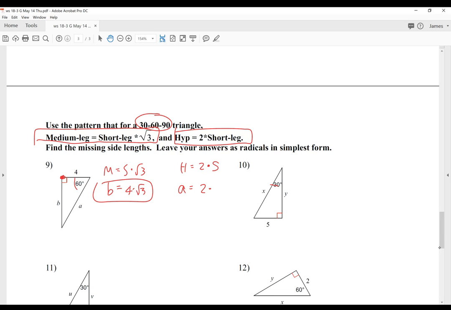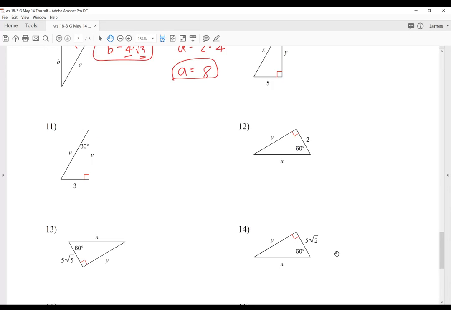Hypotenuse is A. Short side is 4 again. So this one, can I leave it as 2 times 4? No, it's the same kind of numbers. It's a whole number, so you need to multiply. You need to simplify. Square roots you can multiply together, whole numbers you can multiply together, but a whole number and a square root of a number, like the first part, you cannot multiply together.